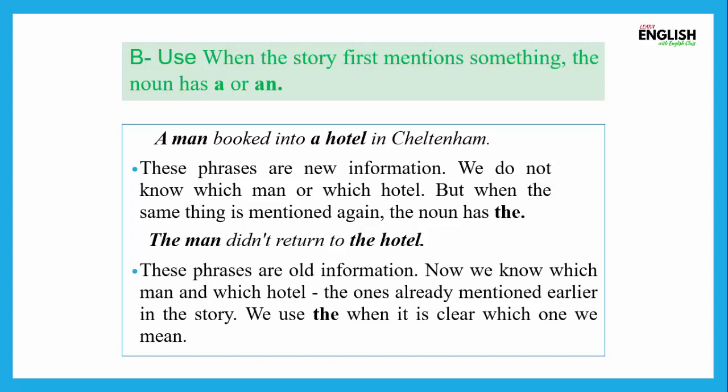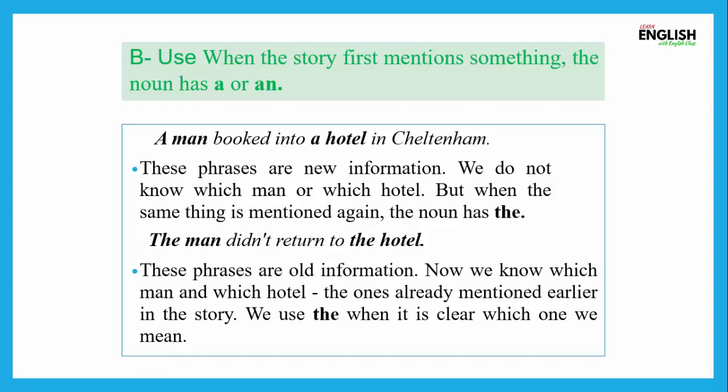B. Use a or an when the story first mentions something. The noun has a or an. A man booked into a hotel in Cheltenham. This means that this phrase is new information. We don't know which man or which hotel, but when the same thing is mentioned again, the noun has the. The man didn't return to the hotel. This phrase is old information. Now we know which man and which hotel, the ones already mentioned earlier in the story.